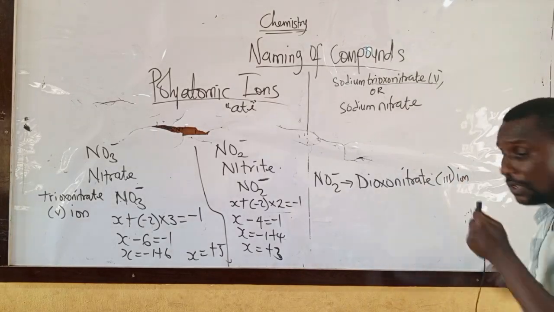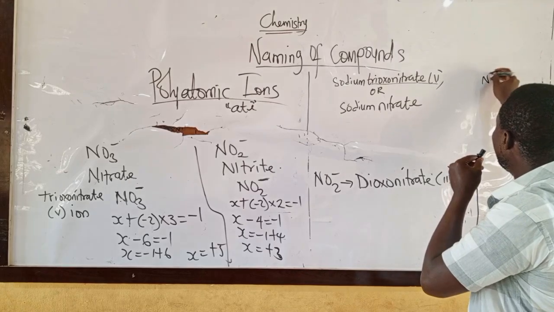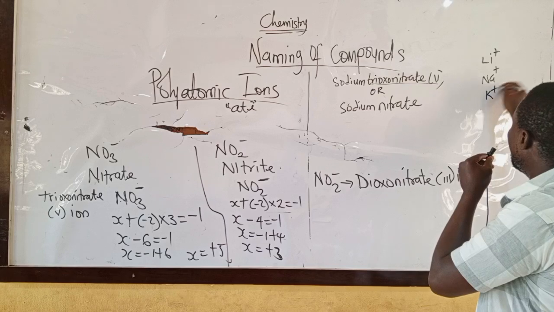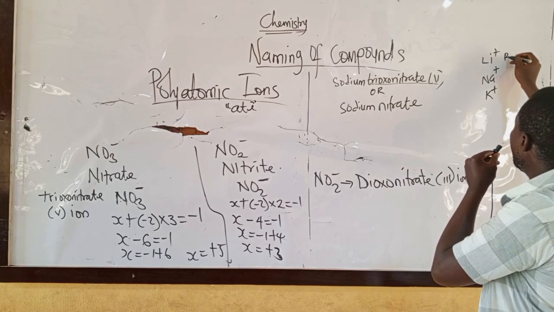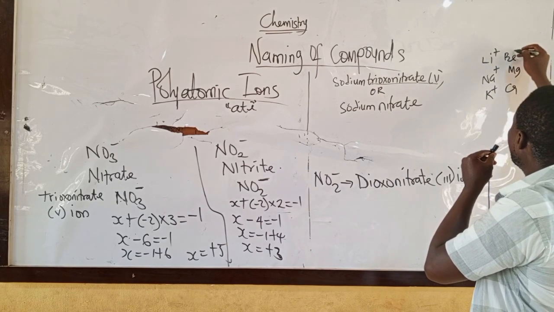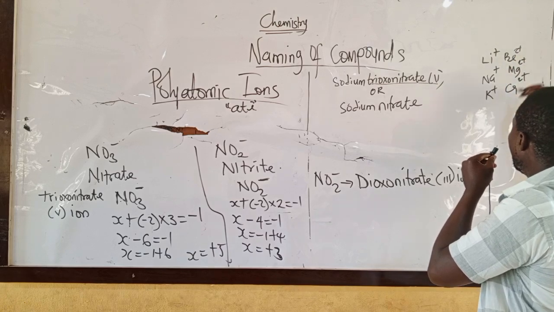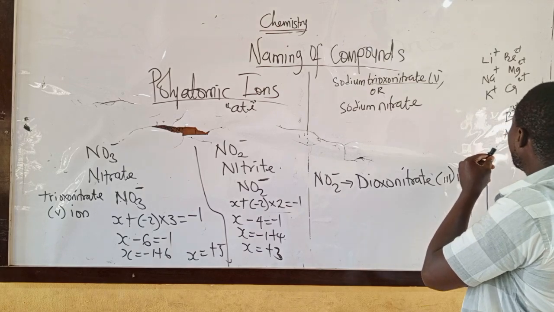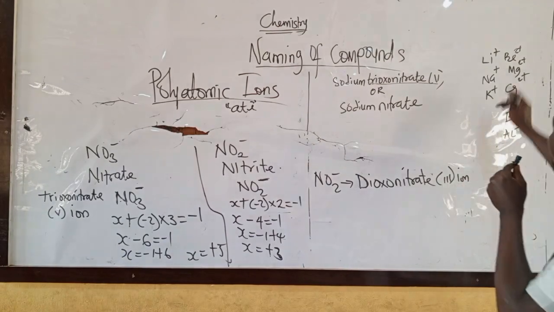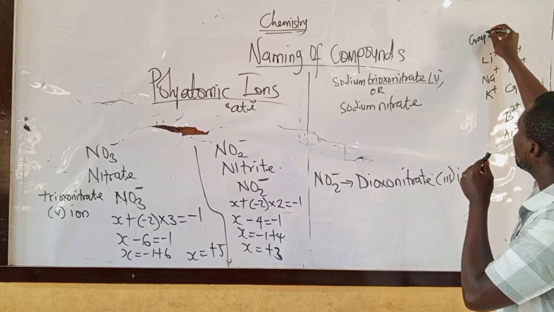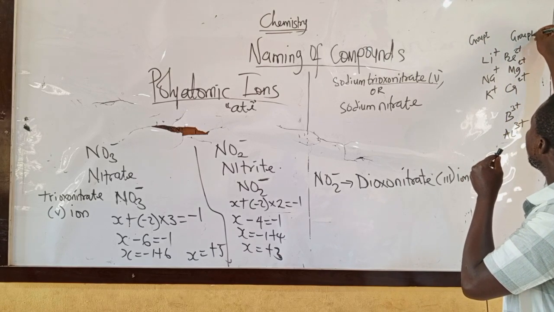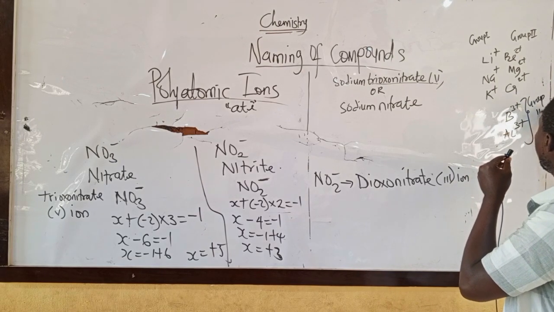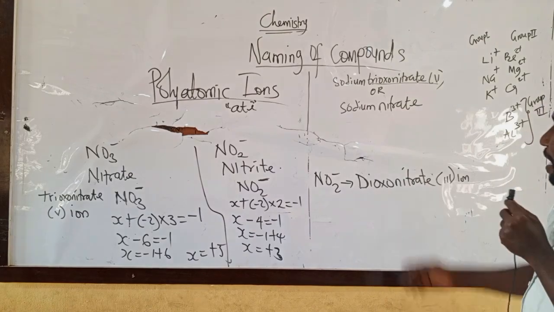I told you that sodium, group 1 element, they are positively charged. Where you have lithium, sodium, potassium. Group 2 elements, where you have beryllium, magnesium, calcium. They are 2 plus, 2 plus, 2 plus. Group 3 elements, boron, aluminium, 3 plus, 3 plus. Let me stop here. This is group 1. This is group 2. Take note, this is group 3. Then, how can I write this compound?